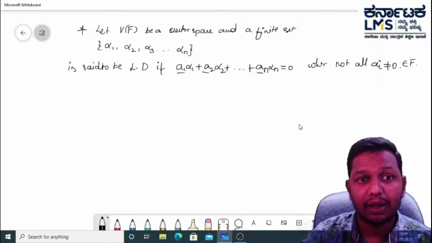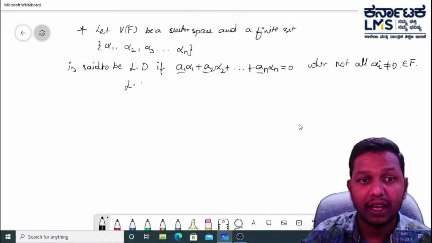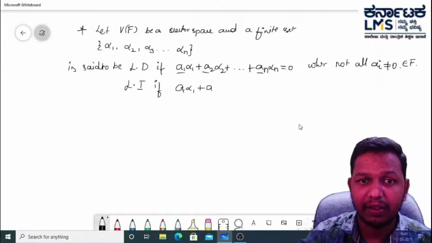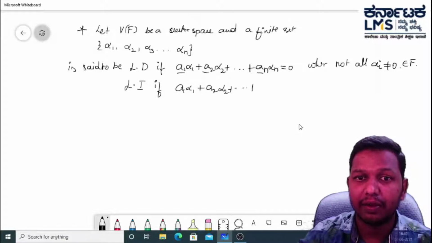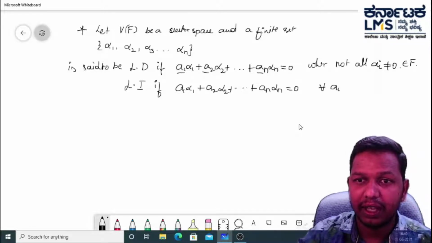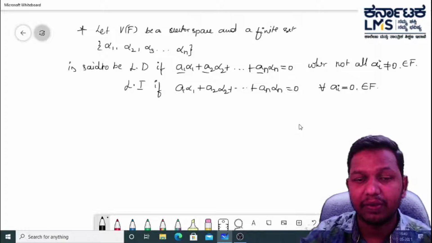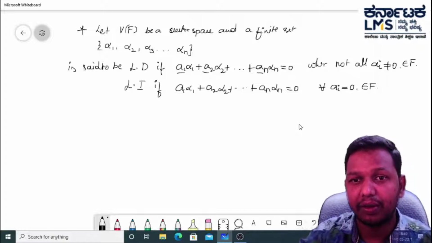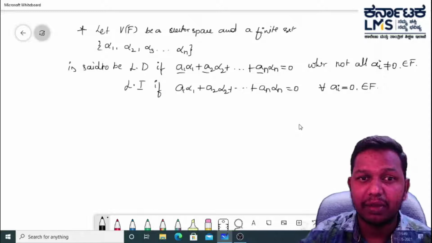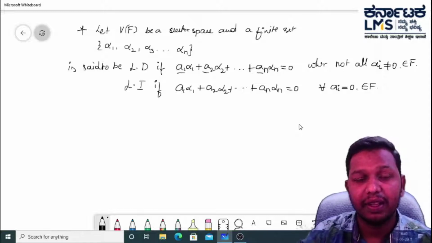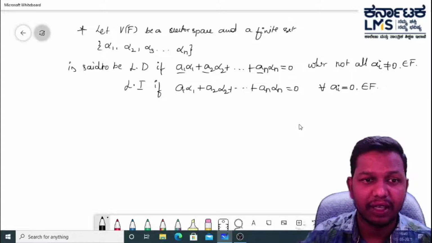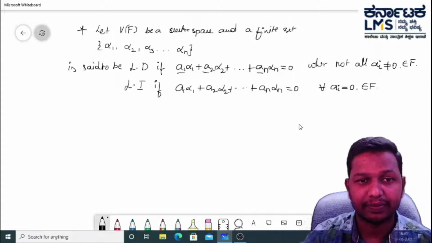Likewise, the above set is called linearly independent if a1 alpha 1 plus a2 alpha 2 and so on an alpha n equals 0 for all ai equals 0, ai belongs to F. For every scalar equal to 0 such that the linear combination of the above set is equal to 0, then that set is called linearly independent. Let's see problems on this one.